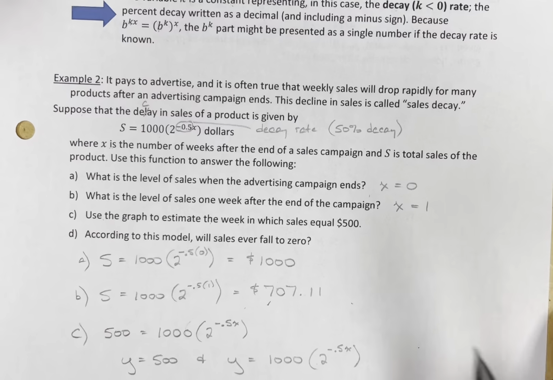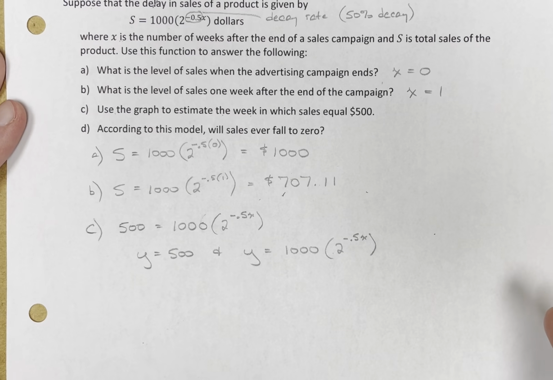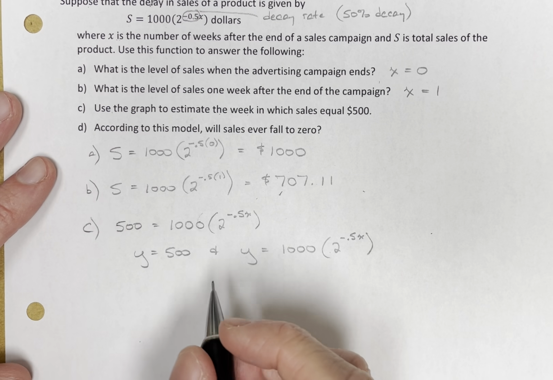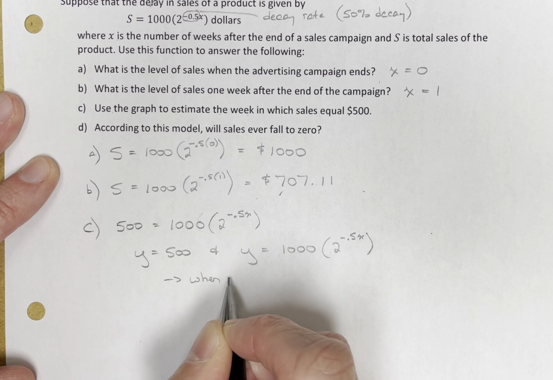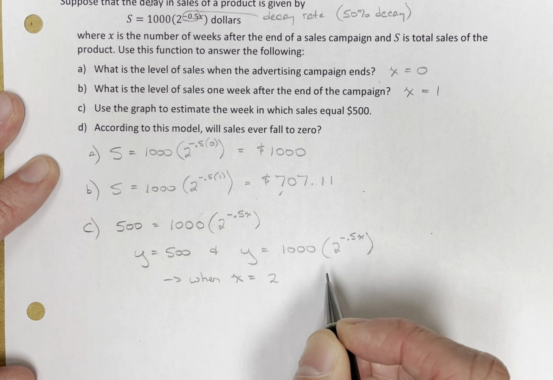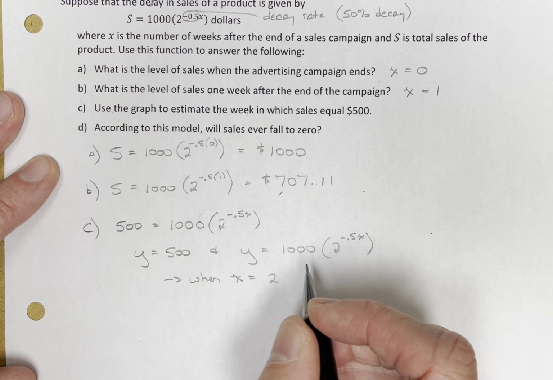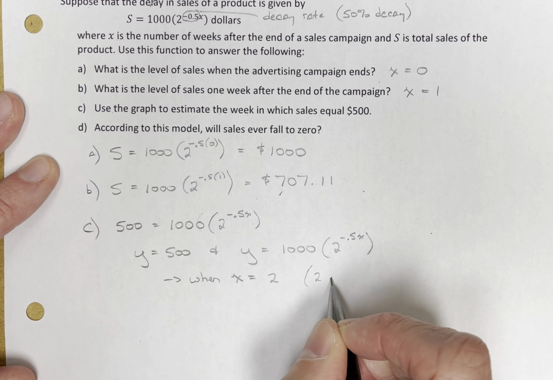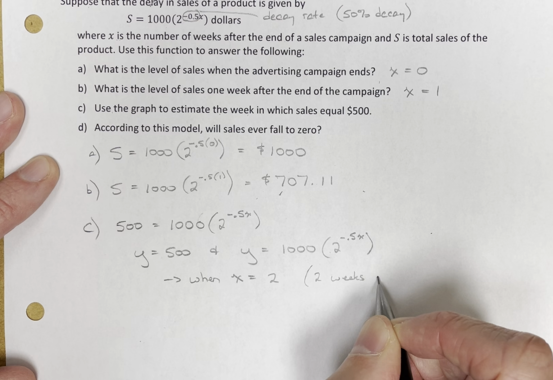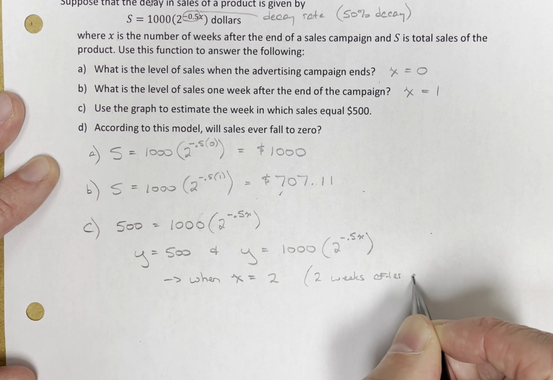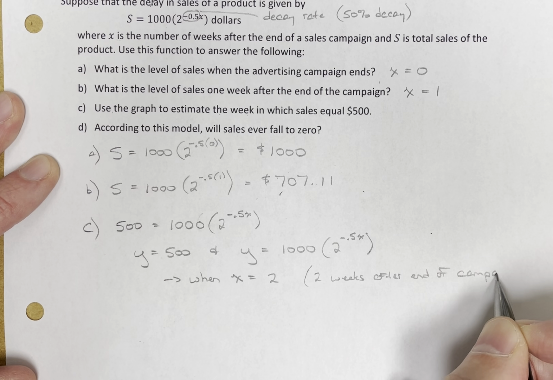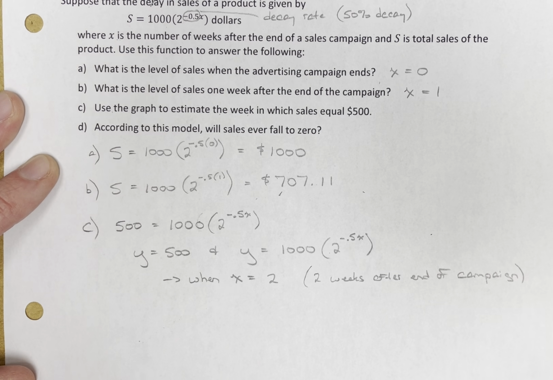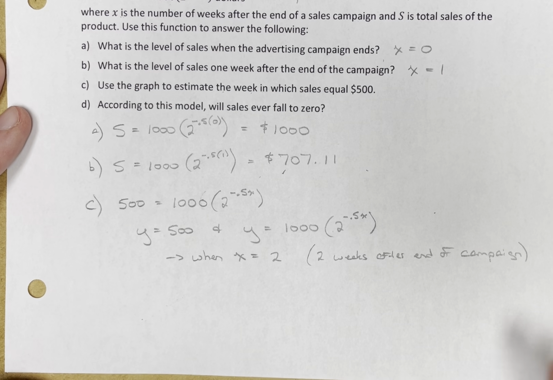So let's make a note of that. It only took a couple weeks to drop to half. So this tells us when x equals 2, 2 weeks after the end of the sales campaign, it's already dropped to half. That was quick. All right, letter D.